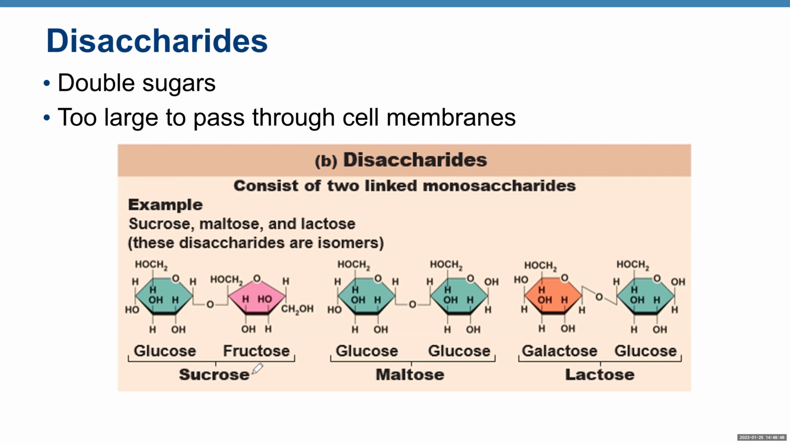So here are some examples. Sucrose, that's your table sugar. You have glucose and fructose joined together through a covalent bond. Then maltose is 2 molecules of glucose connected. And lactose, the one that you will find in milk, is galactose and glucose. So you see all 3 have glucose, and the second sugar is different: fructose, another glucose, or galactose. The disaccharides are also isomers.